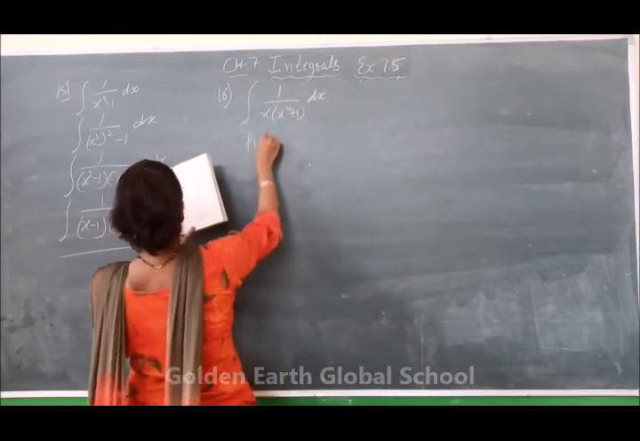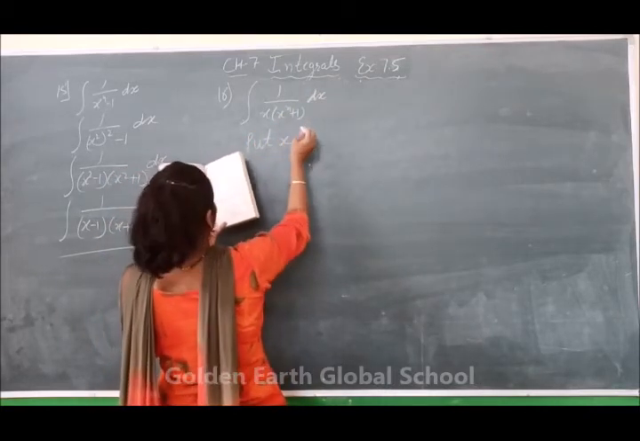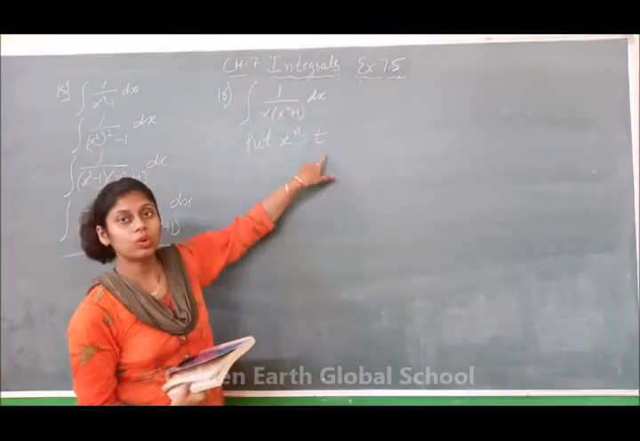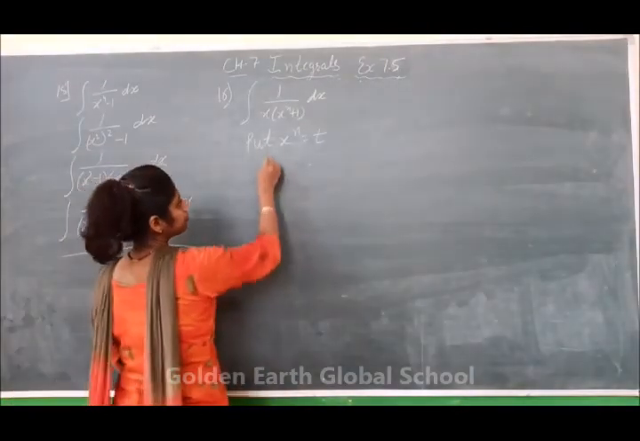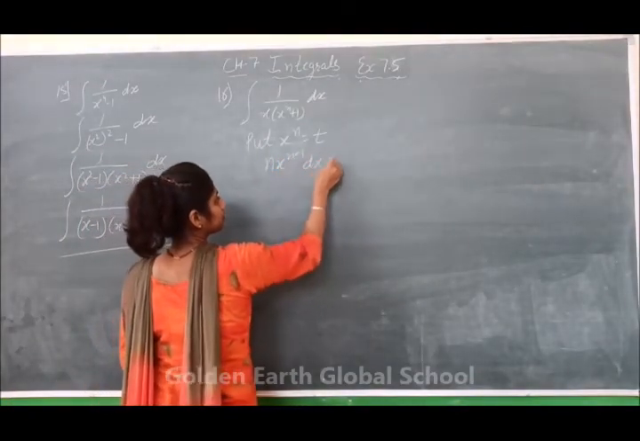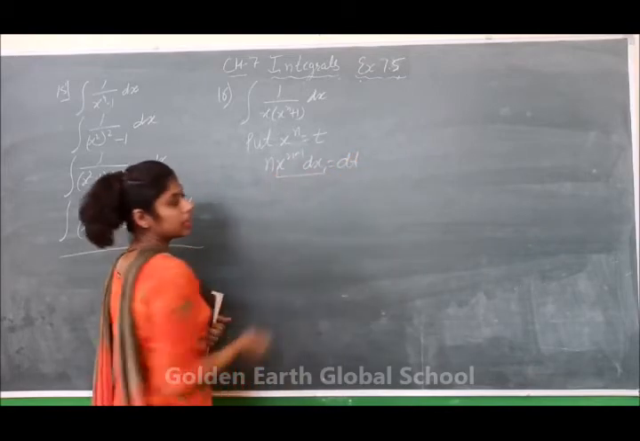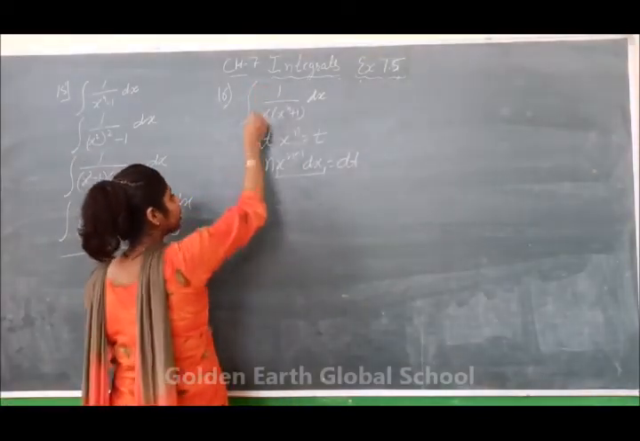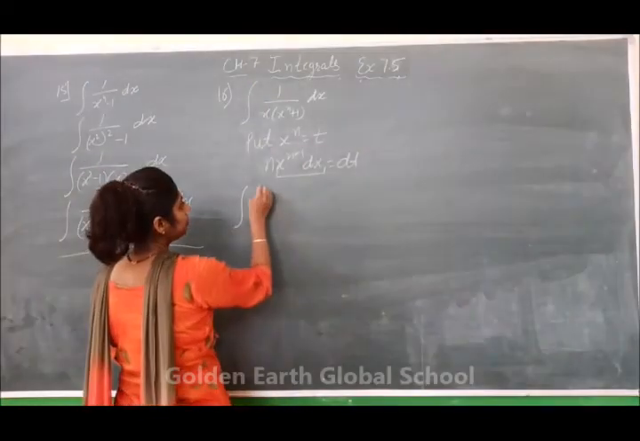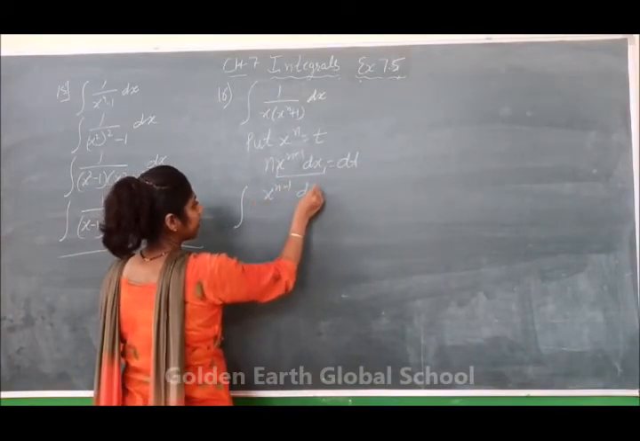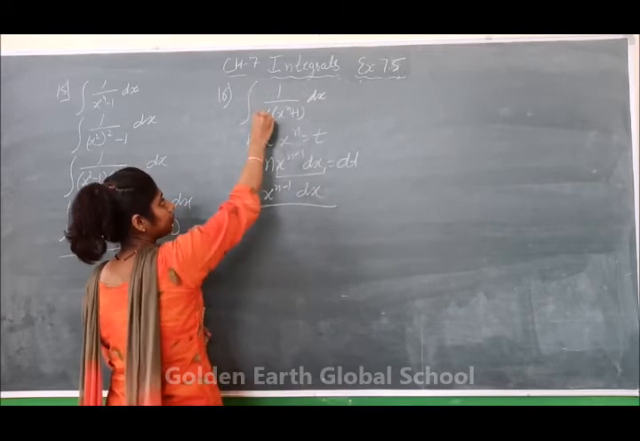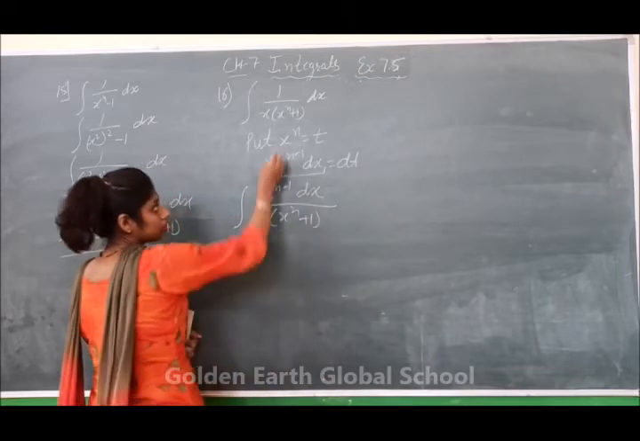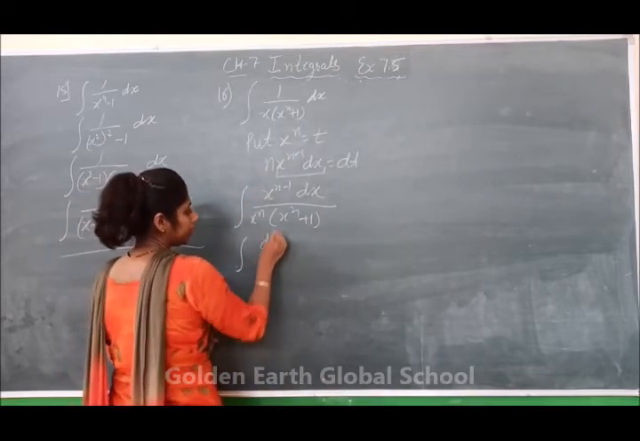We will put x raised to power n equals t. So we need this in the numerator, so we will multiply this term with numerator and denominator. First of all our function will become x raised to power n minus 1 dx. If we multiply x into x to the n minus 1, it will become only x to the n. Now do the substitution, it will become dt upon n.